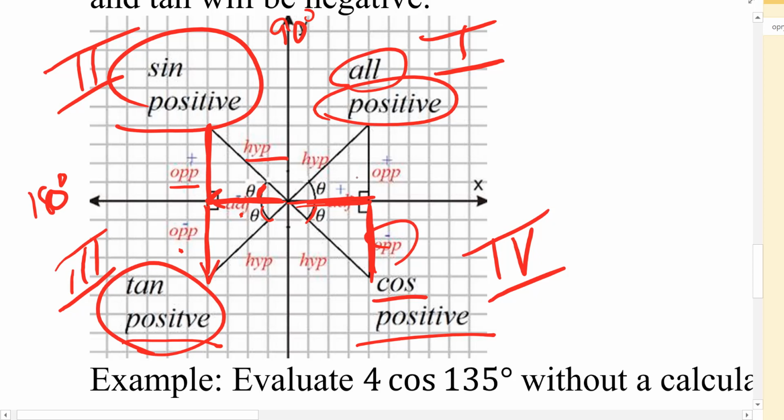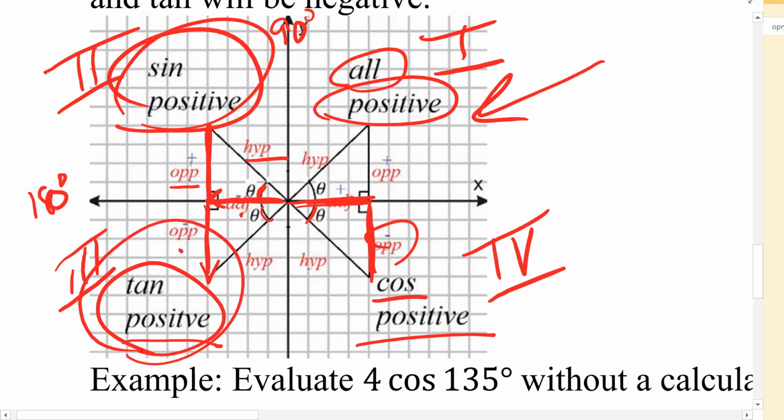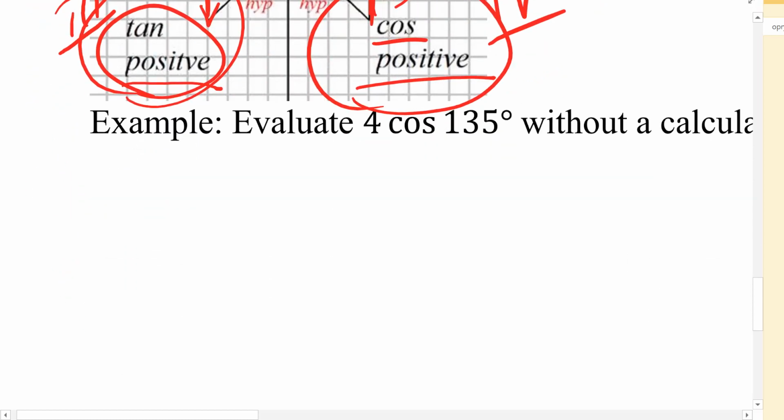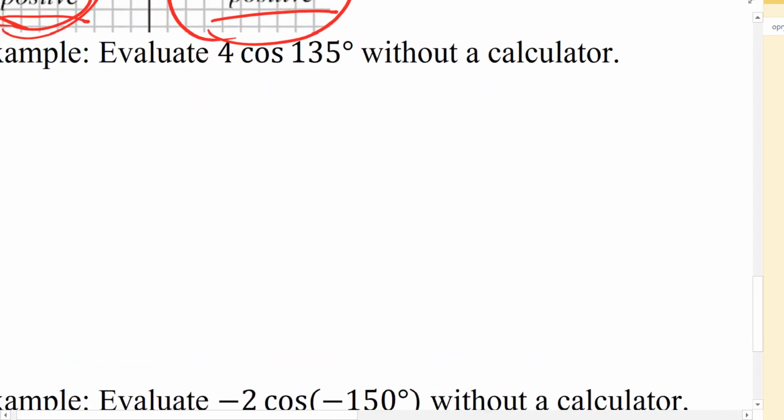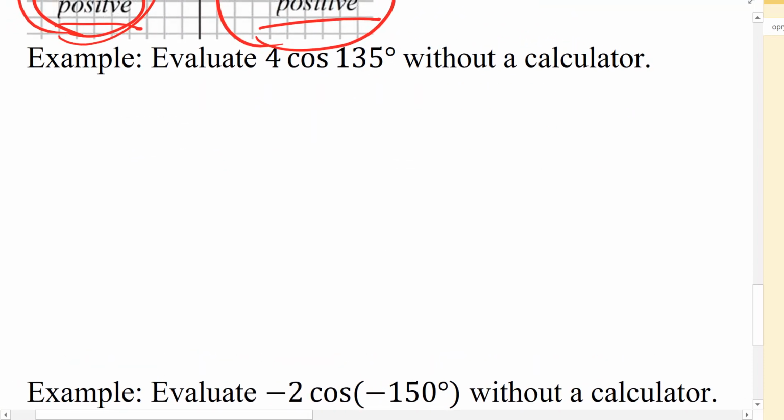So in each quadrant, a different one of the three trig functions that we're studying right now is positive. In the first quadrant, they're all positive. Second quadrant, sine is positive. Third quadrant, tangent is positive. And fourth quadrant, cosine is positive. All right? The reason you need to know this is because you're going to be evaluating these trig functions that are related to 30, 60, and 45 degrees without a calculator.